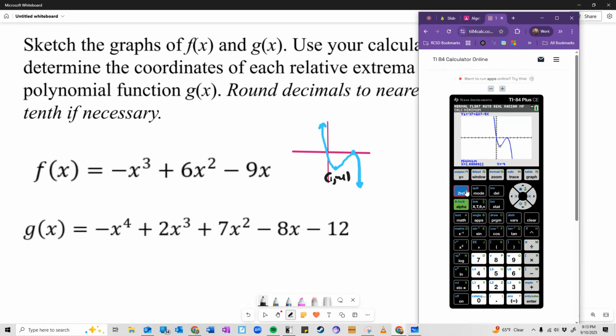I'm just going to press second trace, go to that calculate menu, and I'm going to select maximum. Again, it's asking for a left bound. So I'm going to be on the left side of my maximum, hit enter. Now it's asking for a right bound. So I go to the right side of my maximum, hit enter, and now it says guess. So I'm going to go up to my maximum, close enough, hit enter, and it says 2.999999. Let's just round that to 3. So the coordinates are going to be 3, comma 0.